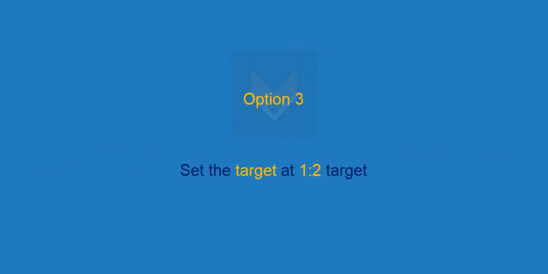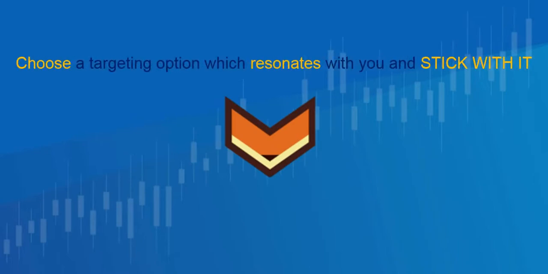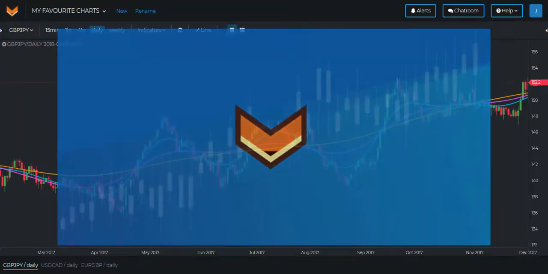Option 3 is to go for a very simple and straightforward 2-to-1 target, and similarly option 4 is just to go for a very basic 3-to-1 target. Finally, option 5 is to trade without a take profit level and manage your open trades via the stop loss. When watching this video, you may resonate with a certain targeting option. As always, the key is to pick an option which fits and then stick with it. Okay, so let's take a look at these options in closer detail.